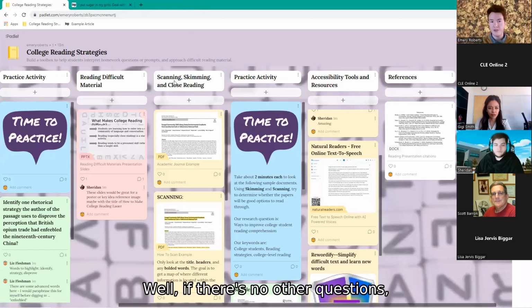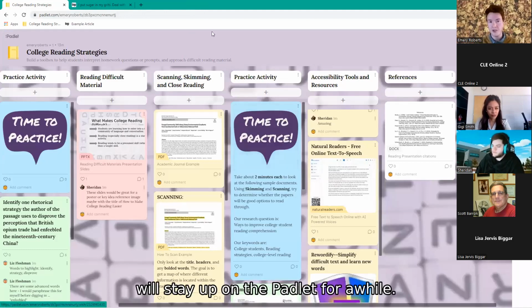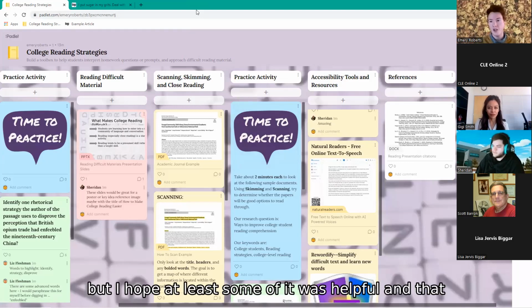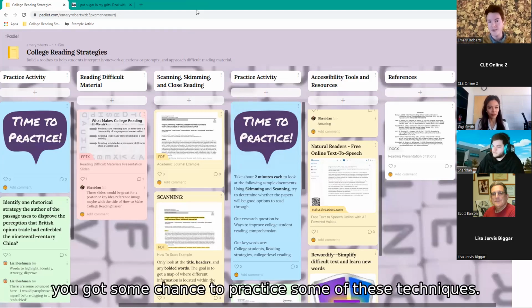Okay, well, if there's no other questions, again, all of this stuff will stay up on the Padlet for a while. You're free to download anything. I know we covered a lot of information today, but I hope at least some of it was helpful and that you got some chance to practice some of these techniques.